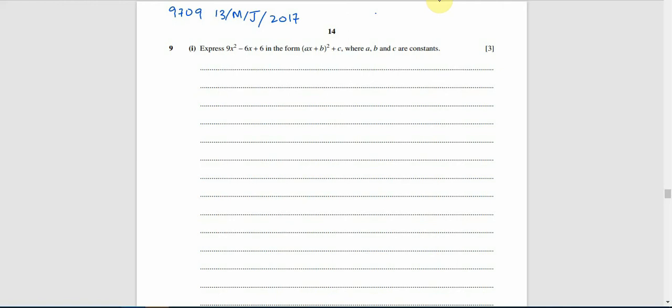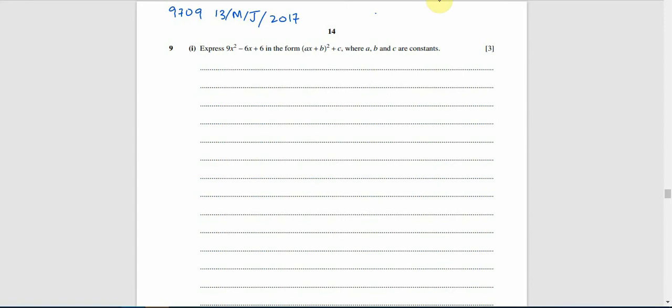Hey guys, today we'll be solving Maths paper 9709, May June 2017, variant 1-3, and this is question number 9 of this paper. So question number 9, part 1 says, express 9x squared minus 6x plus 6 in the form (ax plus b) whole square plus c, where a, b, and c are constants.